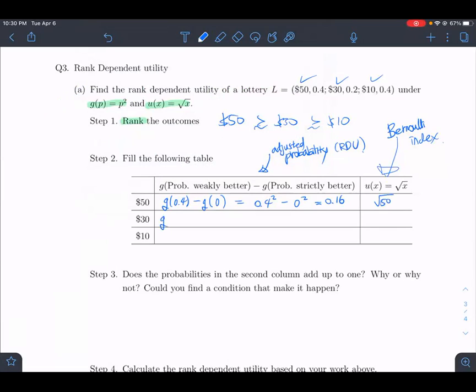Yeah, so we just continue what we did from above. Now, for the second outcome, $30, what is the probability of getting an outcome that is weakly better than $30? It is 0.4 coming from $50 plus 0.2, which is $30 itself. Okay, so that's 0.6 minus probability that we get an outcome that is strictly better than $30, which is 0.4. Where is this coming from? It's coming from $50 because $50 is strictly better than $30. And this is 0.6 squared minus 0.4 squared, just 0.